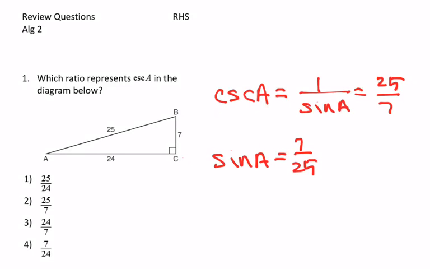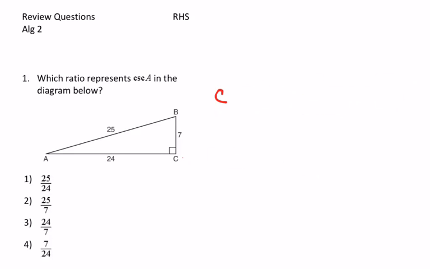Oh, hello. So let us review some questions for the upcoming exam. So first, what is the ratio of cosecant of A right over here? As you can see, cosecant of A is in fact equal to 1 over sine of A.